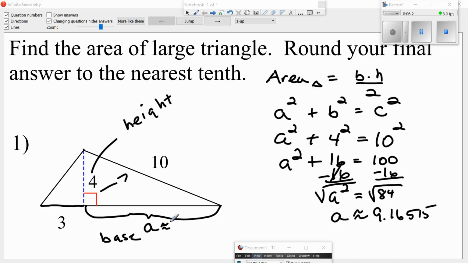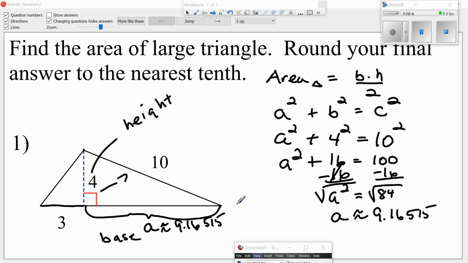It's approximately equal to 9.16515. Notice I don't round this answer. I like to keep a few decimal places because it'll make my answer more accurate.